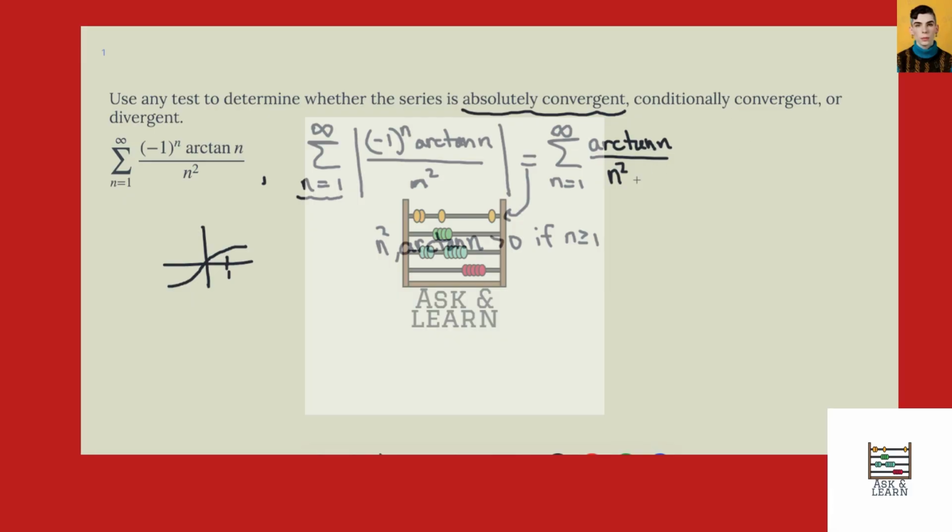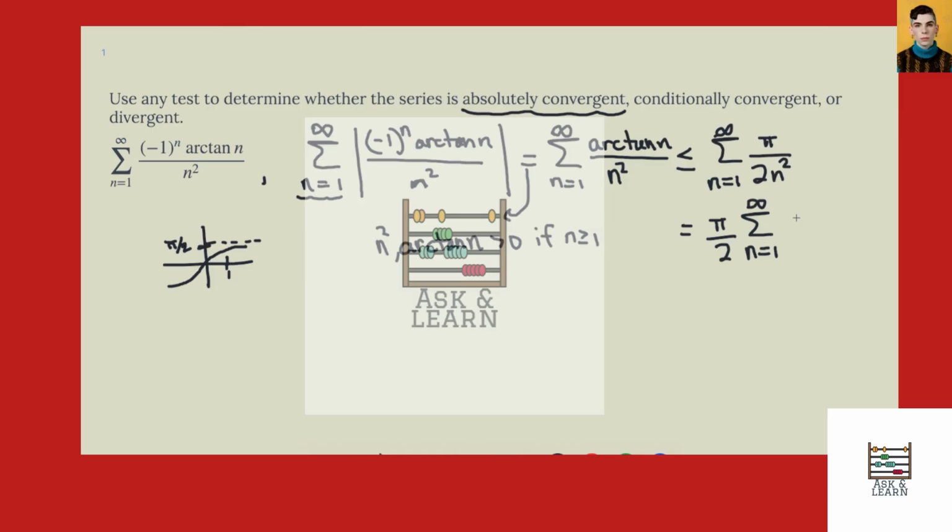And then this series, we know this is less than or equal to the largest that the arctan could be, which is this horizontal asymptote at pi over 2. So I'll just go ahead and replace arctan with pi over 2. And here you can pull out that constant.